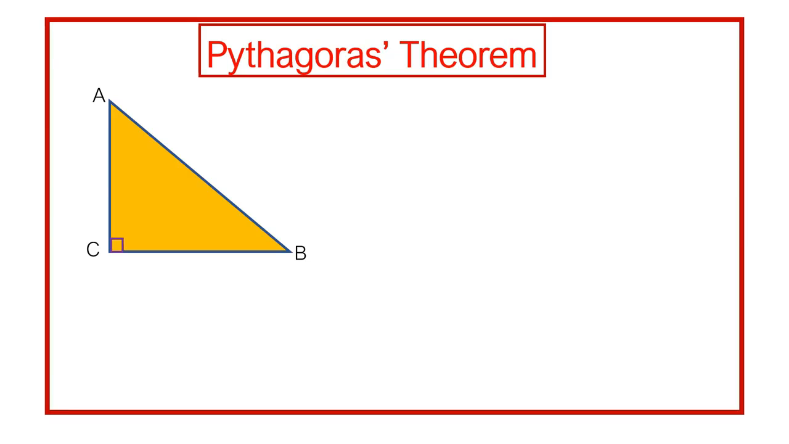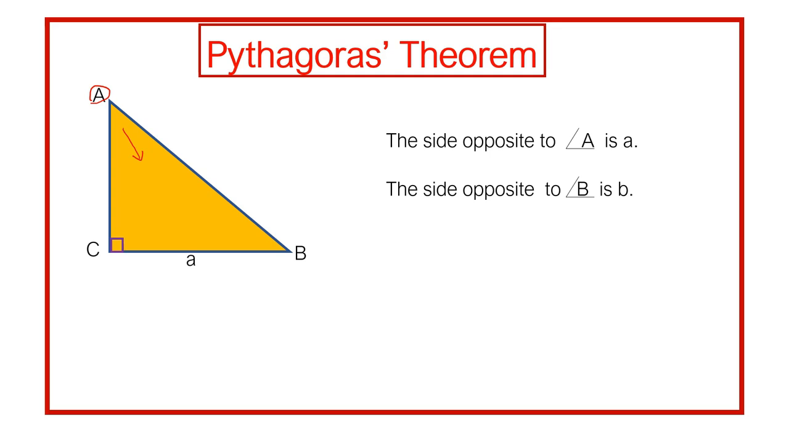Now, in that case, we say that the side that is opposite to angle A, you can see this is angle A, that is CB, let it be A. And the side that is opposite to angle B, this is angle B, it is CA, let it be B. Then the side that is opposite to angle C, which is this one, let it be C.